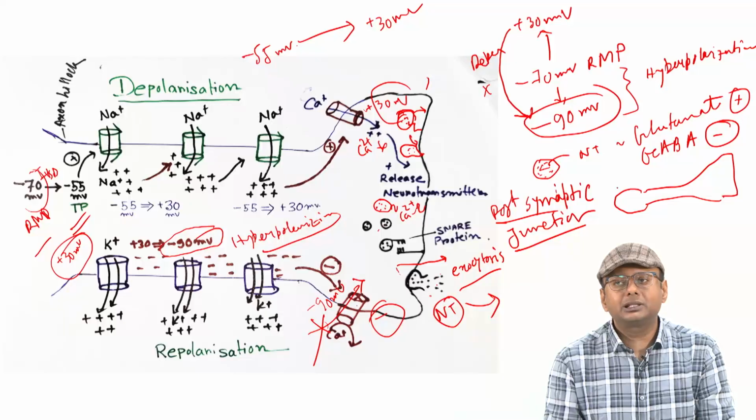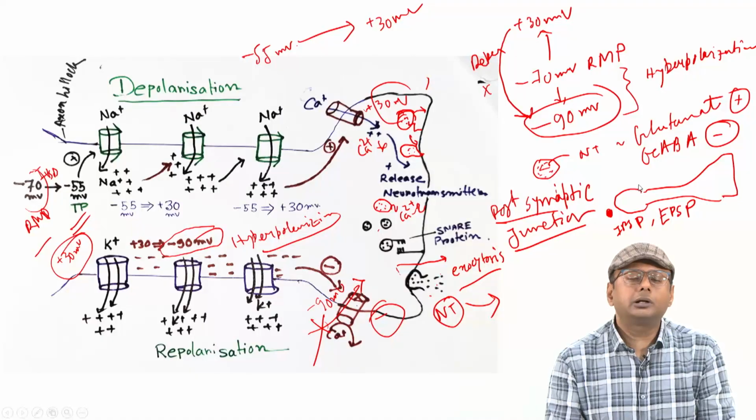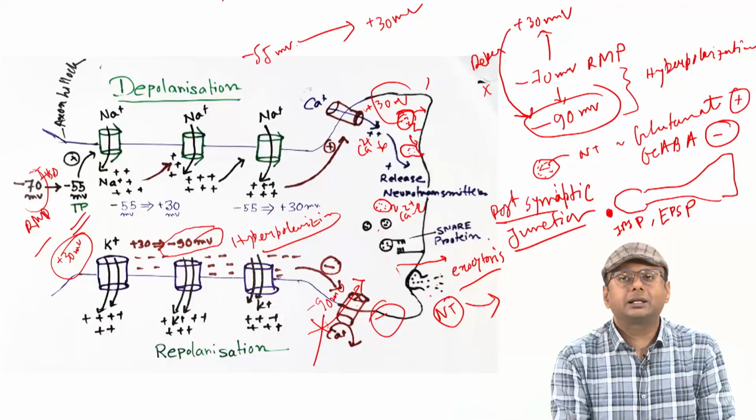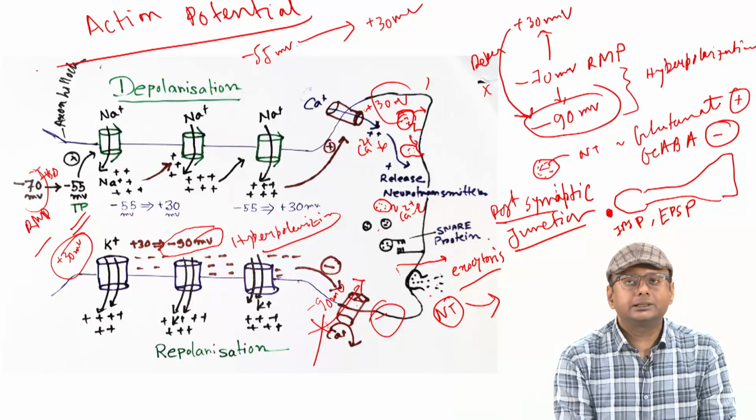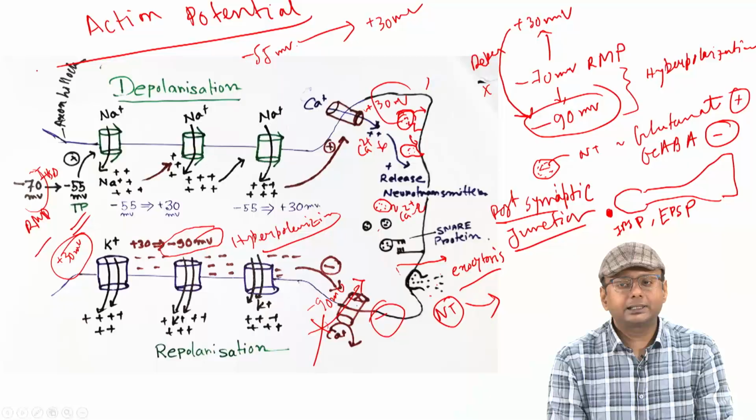Once these neurotransmitter molecules are released, what will happen? It will again create an IPSP or EPSP signal in the next neuron. So in this way the signal will continue, and this whole process of the depolarization and repolarization wave, followed by the release of neurotransmitter to the next neuron, is called the action potential. Okay, hopefully it is clear to you.